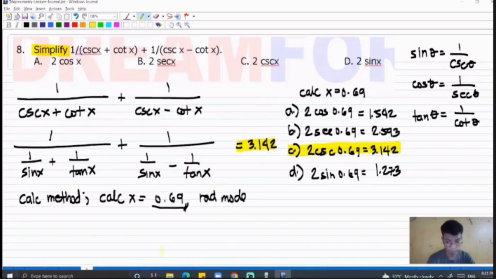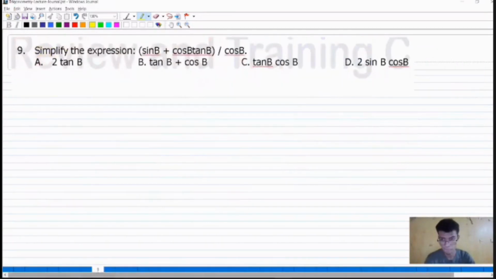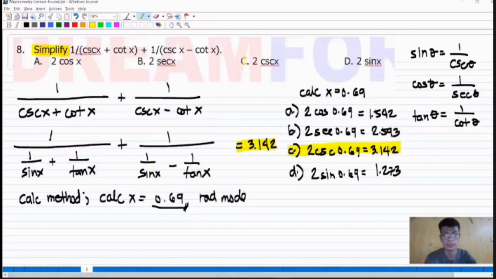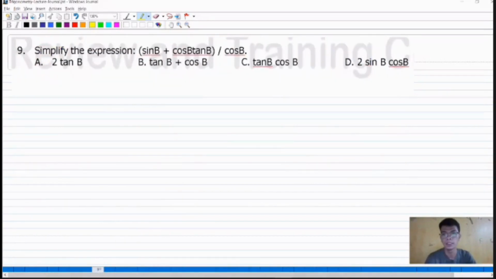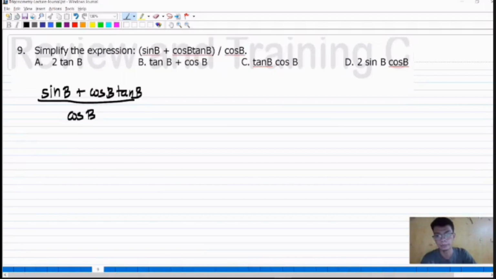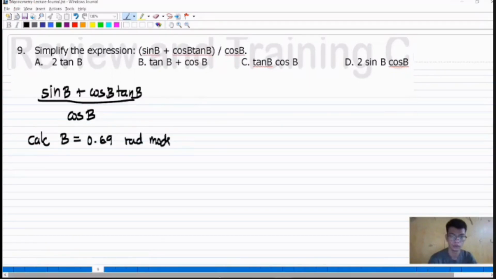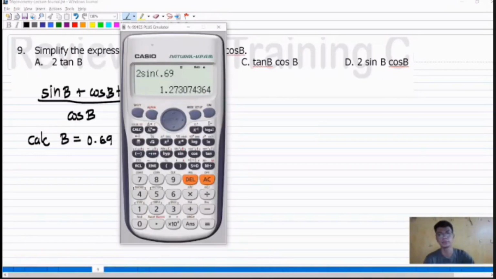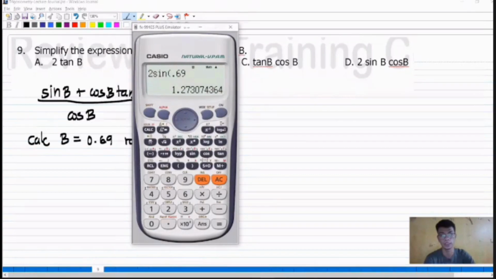Next, number 9. Letter C, 2 cosecant x. Simplify the expression. So, ganun ulit, calc method ulit. Sin B plus cosine B tangent B all over cosine B. So, calc B is equal to 0.69. Mas safe kasi kapag small value yung nilagay.